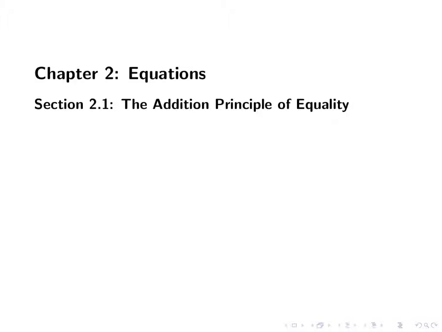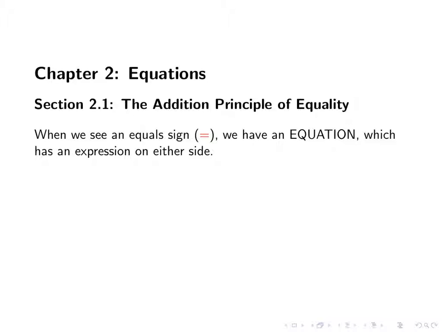Hello, today we're going to look at section 2.1, the addition principle of equality, in chapter 2, equations. Whenever we see an equal sign, we have what's called an equation, which has an expression on either side of the equal sign. So as an example, x plus 2 equals 3. On either side of the equal sign, we have expressions, x plus 2 and 3.